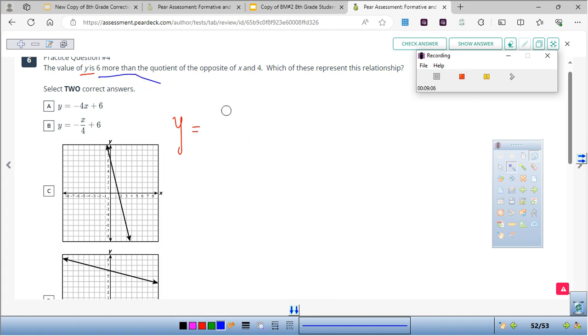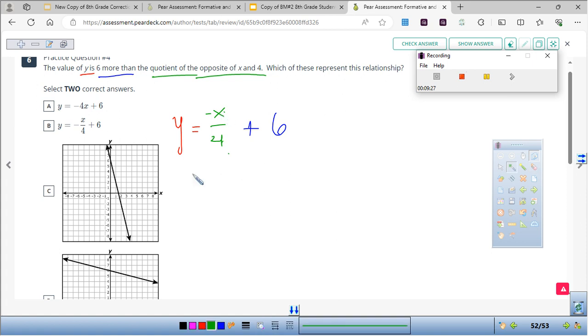6 more than, that means 6 more than, a 7th grade thing, put plus 6 at the end. The quotient of the opposite of X and 4. So I'll go opposite of X and 4, the quotient, to divide, opposite X, negative X, and 4.